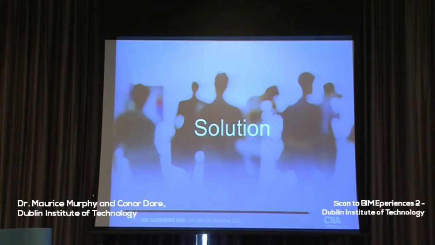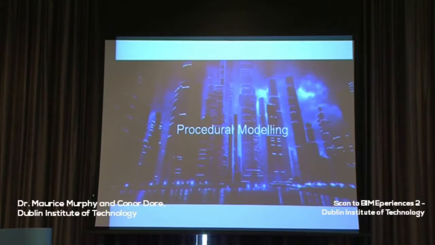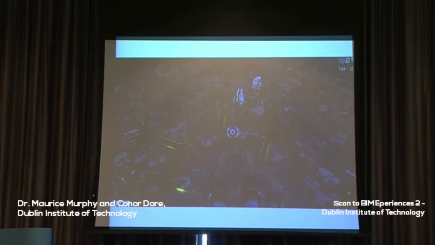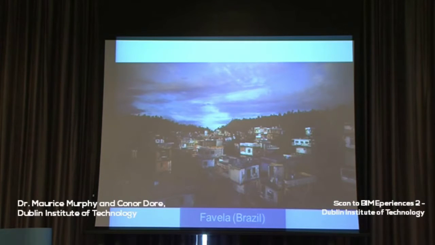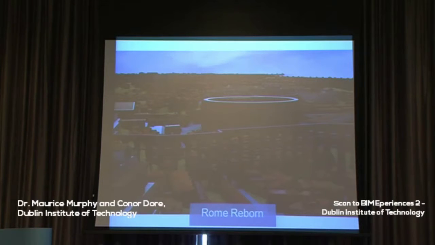So one possible solution in this area is an approach called procedural modeling. Procedural modeling is an automated approach to generating 3D geometries. It's typically been used for applications like film and gaming, where very large scenes can be randomly generated. But this approach is also being applied to existing cities and environments, as can be seen in these two examples of Brazil and another project in Rome, where large 3D city models have been automatically generated from rules and algorithms. Trying to model such cities manually just simply wouldn't be feasible.